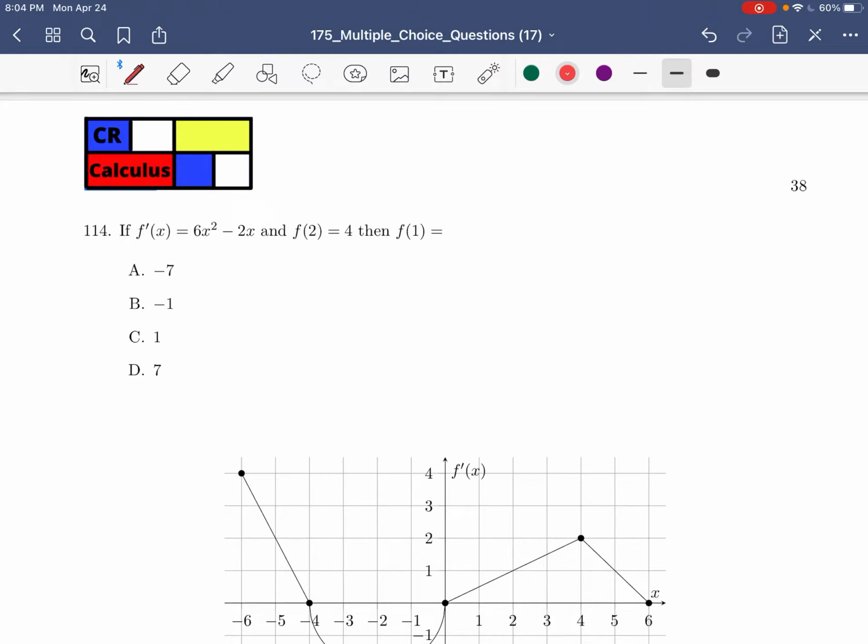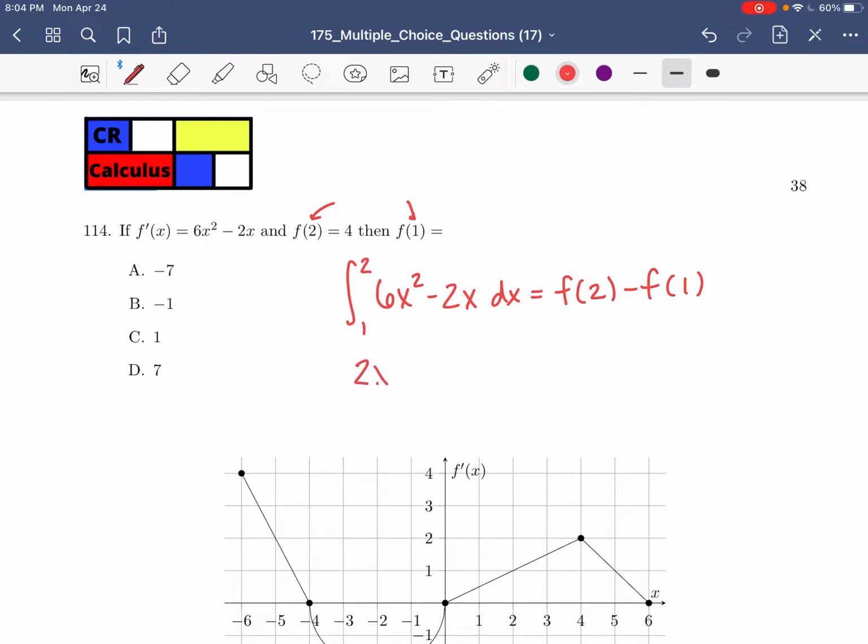Okay, so f prime equals this, and f of 2 equals 4, f of 1 equals something. So we'll just set up an integral here. So we know we're going to use the x values that they give us, so 2 and 1. So my integral is going to be from 1 to 2 of 6x squared minus 2x is going to equal f of 2 minus f of 1. That's our first fundamental theorem again.